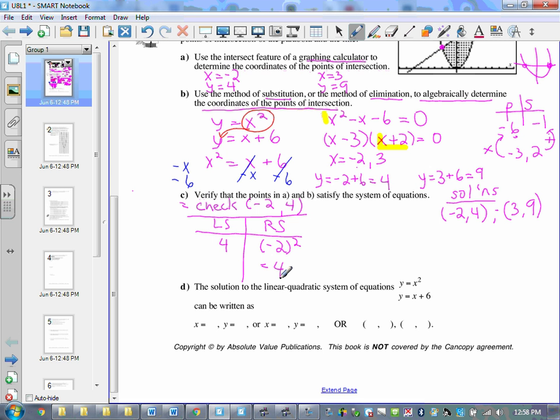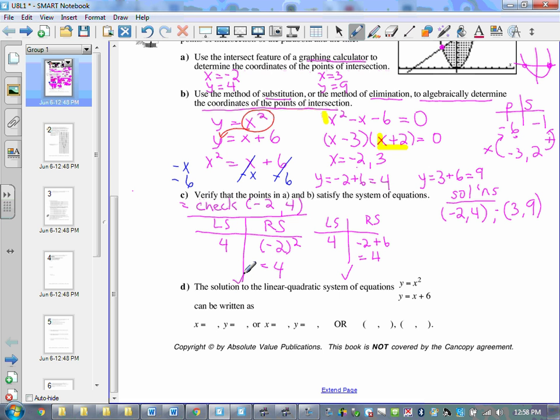Our left side does equal our right side. We have to do it again for our other equation, where y equals 6 plus x. So y in this case is 4, x is -2. So our left side equals our right side for this equation as well.